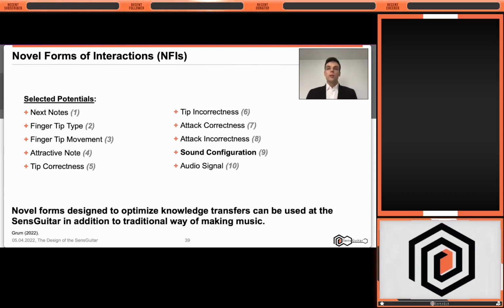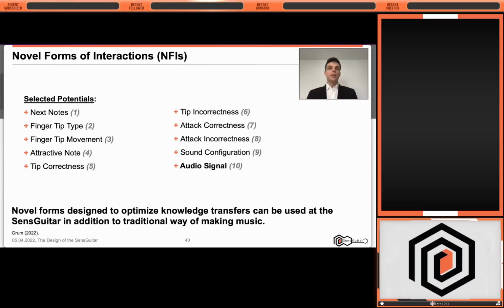Ninth, sound configuration. This novel form of interaction refers to the act of modification of a sound configuration that changes the digital sound design. Here, for instance, shattering an effect device could visualize the switching on or off of a device.